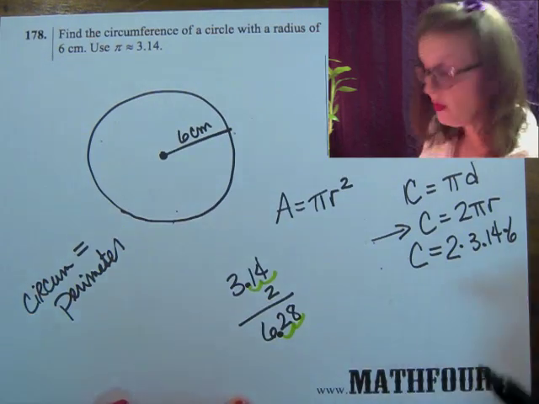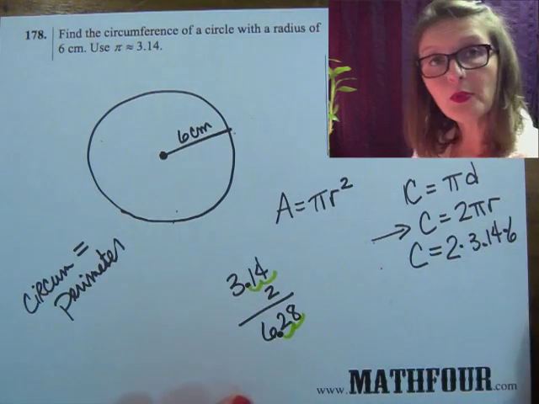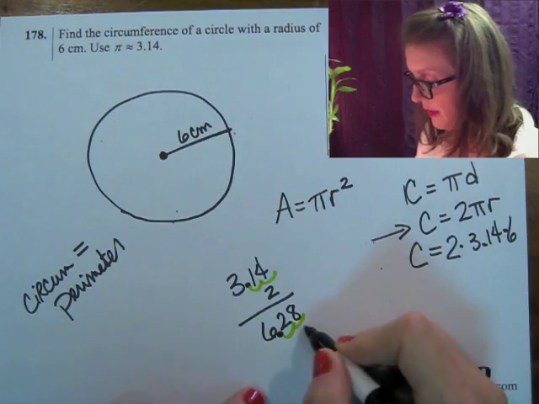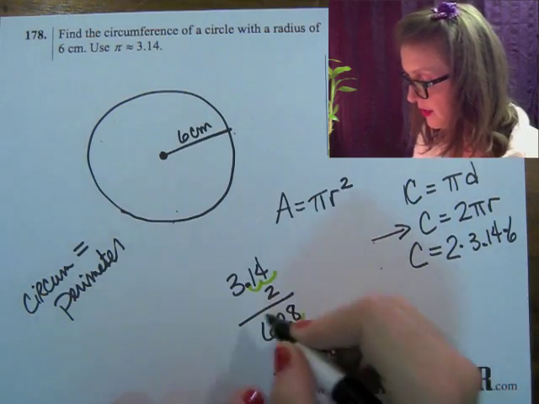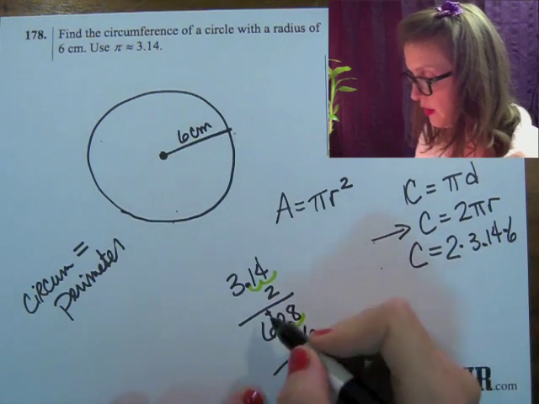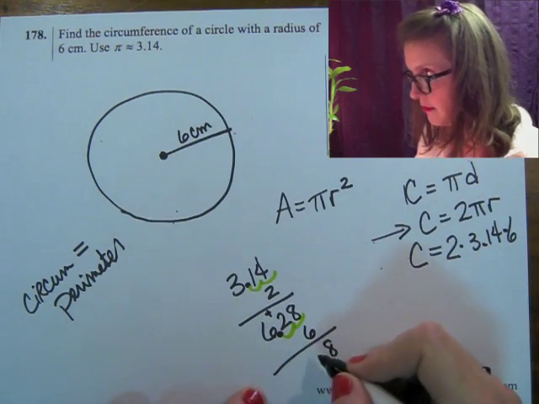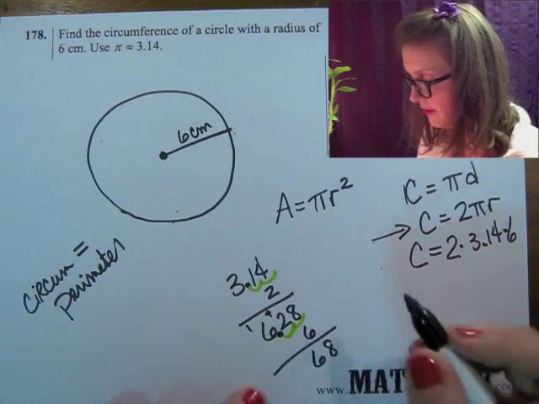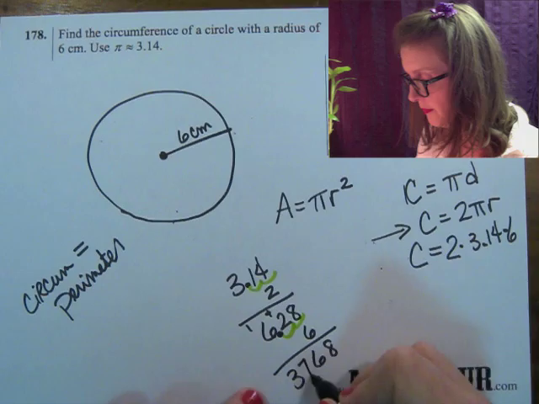I'm not done though, because I just multiplied the 2 with the 3.14. Now I need to multiply by 6. 6 times 8 is 48. 6 times 2 is 12, plus 4 is 16. 6 times 6 is 36, 37.